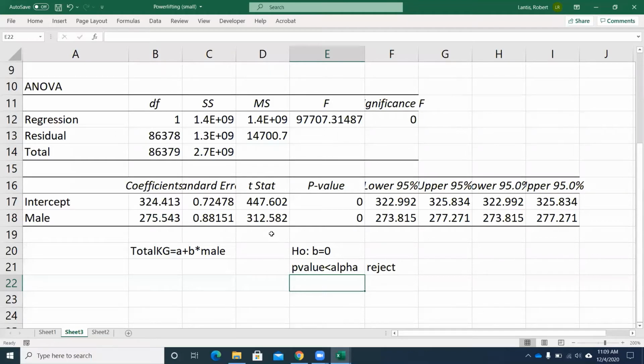If I think about how Excel was finding these test statistics, remember that was simply our coefficient estimate divided by the standard error that Excel was giving us. That's where that comes from, okay?